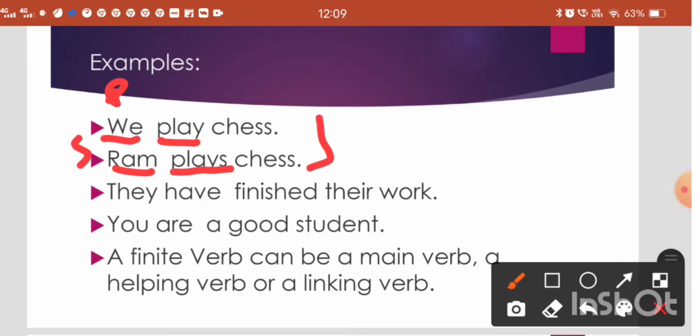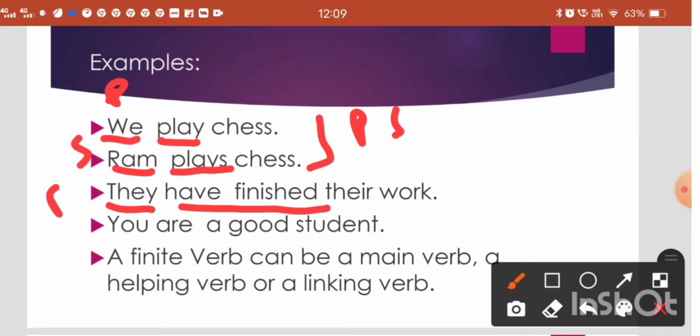they are used in present simple tense. Okay. Plays is a singular verb and play is a plural verb. As the basic rule says, a singular subject takes a singular verb and a plural subject takes a plural verb. So don't be confused. In the next example, they have finished.